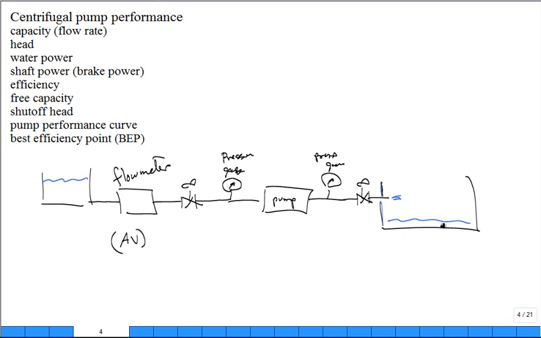Now, if you measure the flow rate or the capacity, Q, right here, and it's liquid water, is it the same as the flow rate coming out at the end of the pipe?